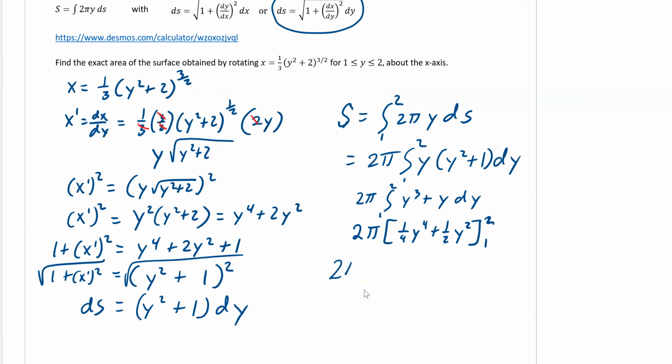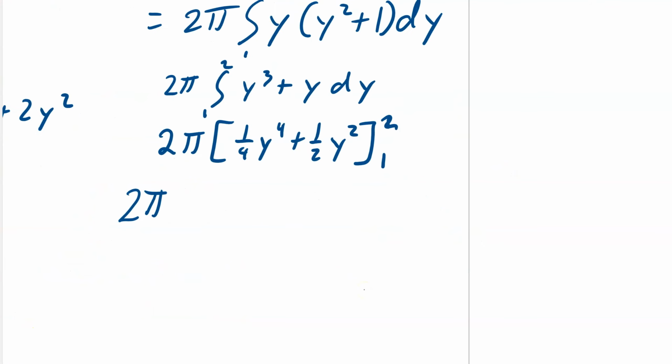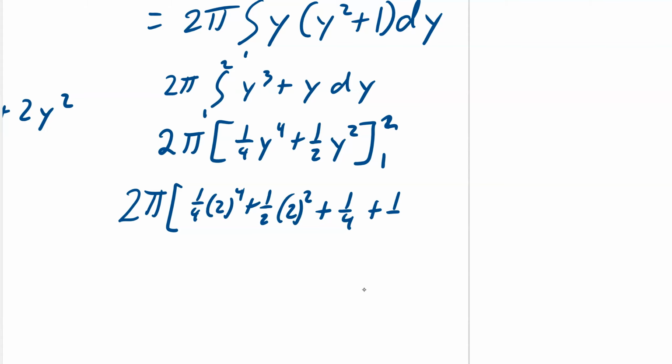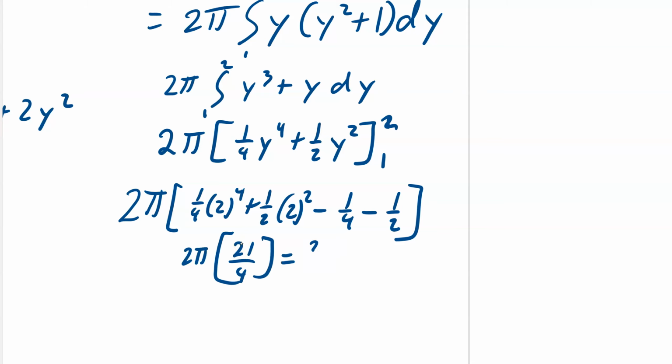All right, so we have 2 pi. I'm going to zoom back in again. And then we have 1/4 2 to the 4th plus 1/2 2 squared, minus 1/4 plus 1/2, but each of those are subtracted. Change our signs, perfect. So 2, 2, 1, 1. And now we can just plug this in our calculator to see what it is, or we can do it by hand. And you would get 21/4 times 2 pi, and then the 2 cancels, giving us 21.